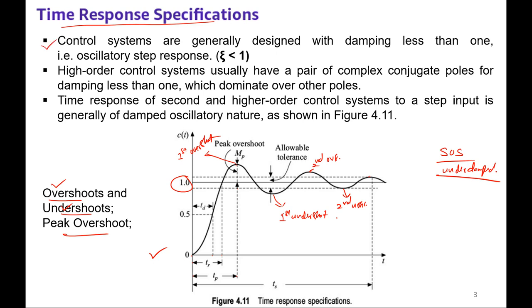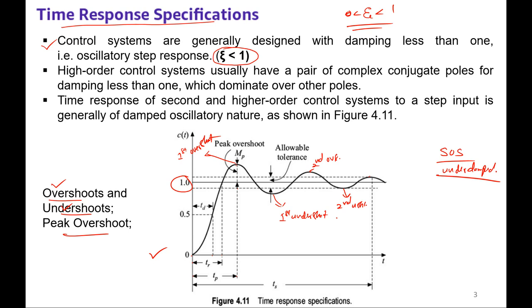Control systems are generally designed with damping less than 1, that is, an oscillatory step response. Means for the second order underdamped system we are taking, zeta is always lying between 0 to 1, right? So if zeta is between 0 and 1, those are underdamped systems and the response is damped oscillatory like this, right? And what about the poles? The poles are complex conjugates. They lie on the left of the s plane, right? That also we have seen.